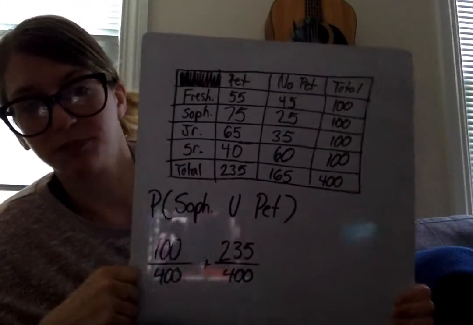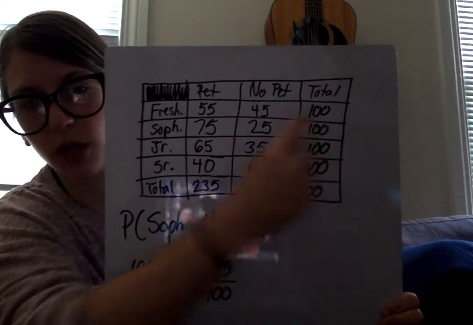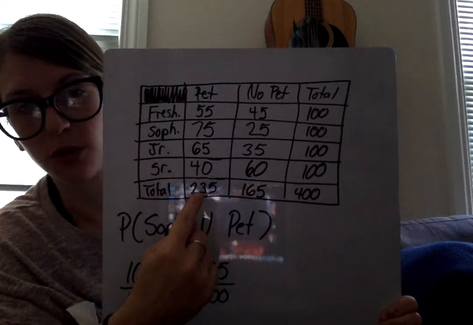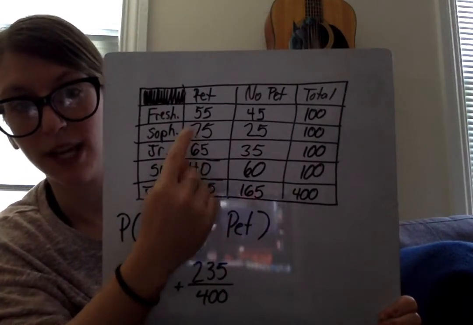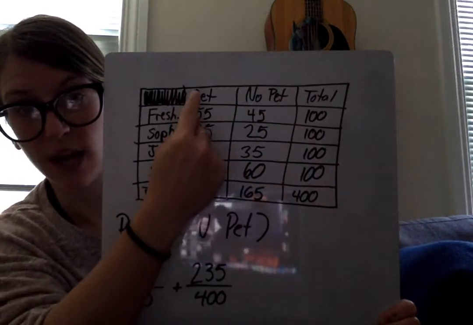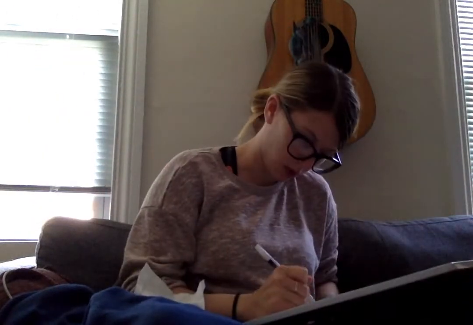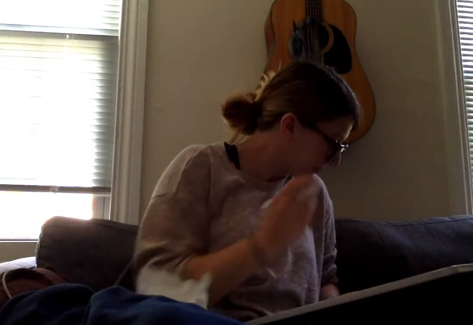So the group that gets counted twice, and if we look at it, so we have sophomores, we included all the sophomores, we include the 100. We have pets, we included all the people with pets, we have 235. This group right here, the sophomore pet group, gets counted this way and gets counted this way. So what we're going to do is just subtract it. If it's counted twice, we only want to count it once, subtract it once. So we're going to do minus 75 over 400.